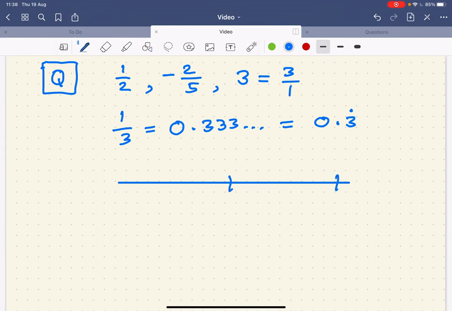So let's take the number 3, that comes there. And if this is 2, I know that I can put anything in between on the number line so long as it's rational. So I could have 5/2 exactly halfway between them.